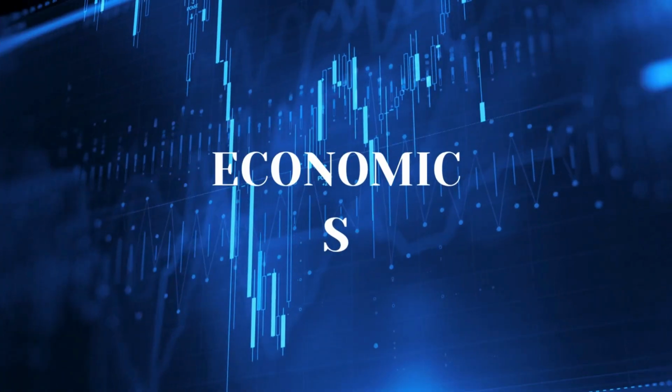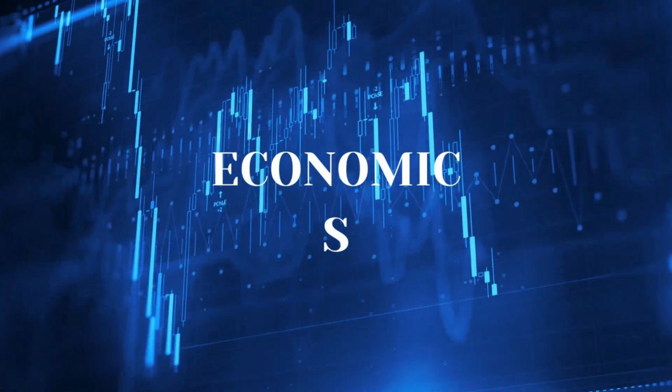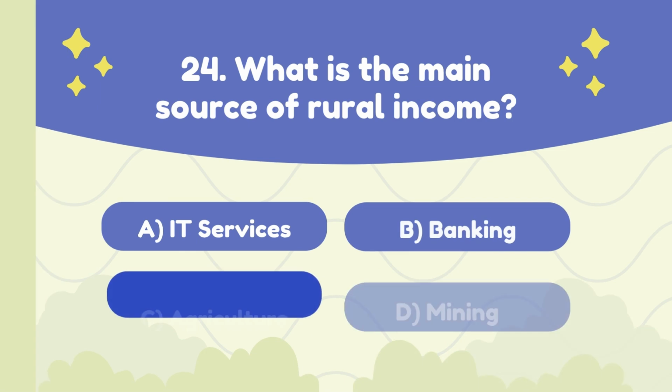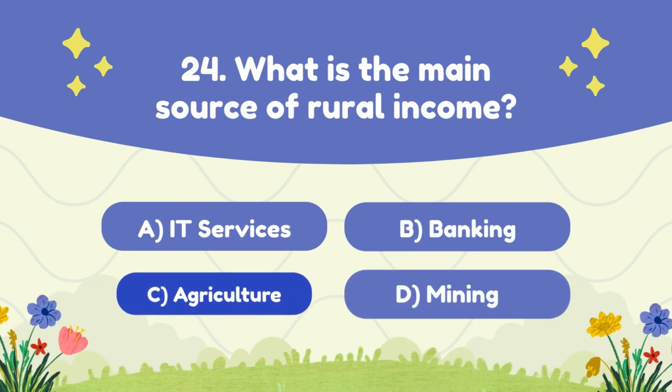Money, markets, and choices that shape the world. It's time for the economics round. Let's see if you've got the brains to balance the budget. What is the main source of rural income? A. IT services. B. Banking. C. Agriculture. D. Mining. The answer is agriculture. Over 50% of India's workforce is in farming.